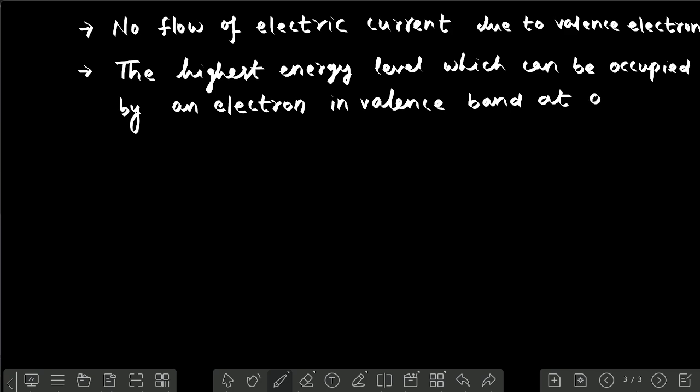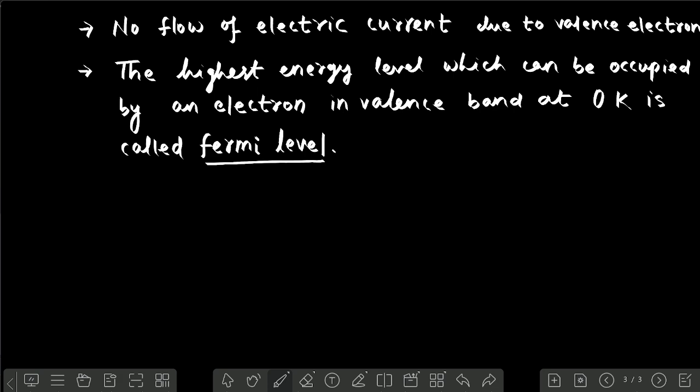Don't read it as OK, that is basically 0 Kelvin. It is called the Fermi level. So here another level is coming, that is called Fermi level. What is the Fermi level definition? It is the highest energy level in valence band at 0 Kelvin. So remember the Fermi level definition. That's it. This is all about your valence band.